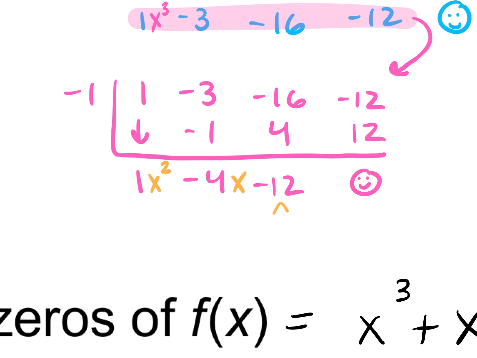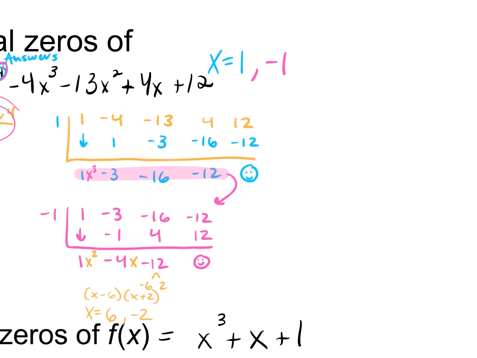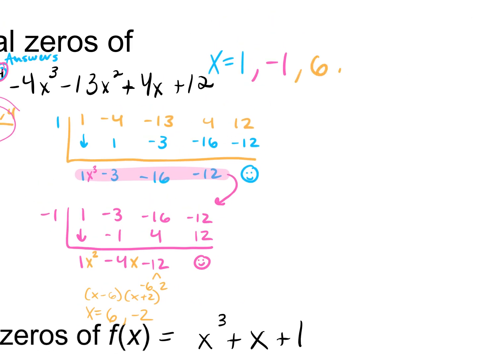So 2 factors of -12 that add to -4. Negative 6 and 2. Perfect. So x minus 6 and x plus 2. So x equals what? 6 and negative 2. Awesome. So I'm going to add those to my list. X equals 6 and negative 2. So these are my 4 zeros here.